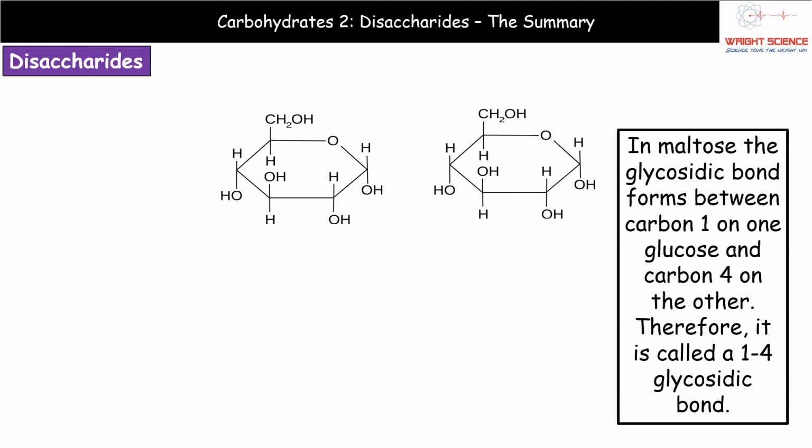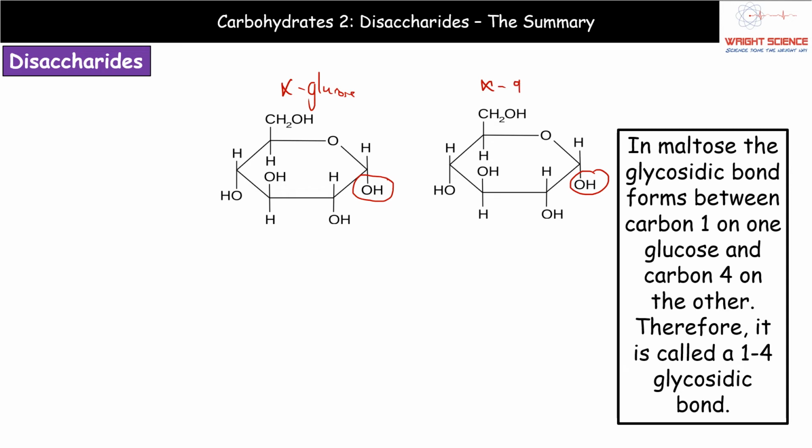So let's have a look and see how we actually make these disaccharides. At the top, I've literally just chucked in a couple of alpha glucose. How do we know it's an alpha glucose? Because on carbon 1, the hydroxyl group is below the ring in each case. So we have our two molecules of alpha glucose.